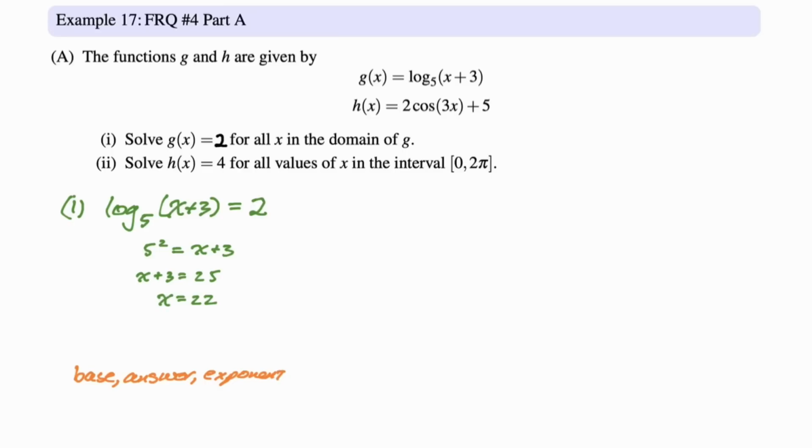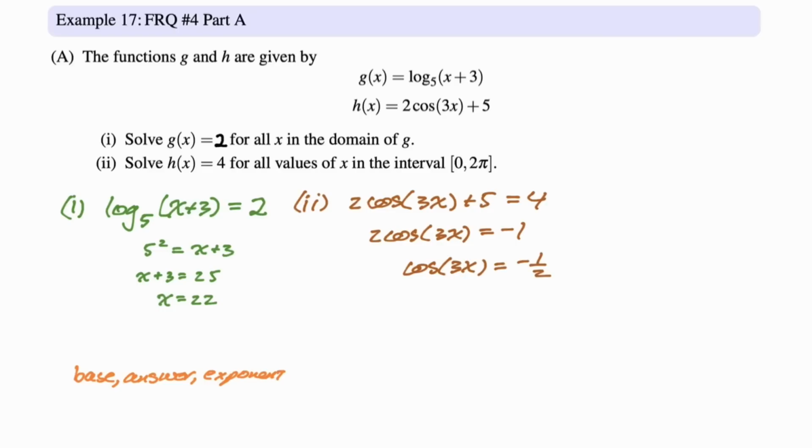And then trig, you might have to use an identity. The double angle formulas in particular might come up here. This one doesn't involve that, but we have 2 cosine 3x plus 5 equals 4. We got to isolate that cosine of 3x. So we get cosine of 3x is negative 1/2. So x is between 0 and 2 pi, which means 3x is between 0 and 6 pi. So I have to write all my answers for 3x.